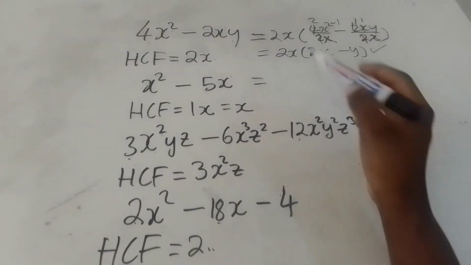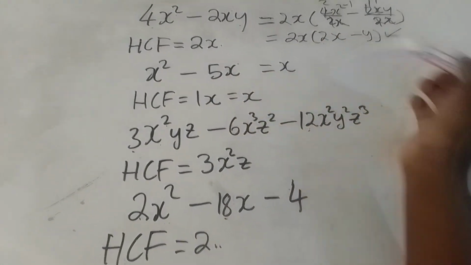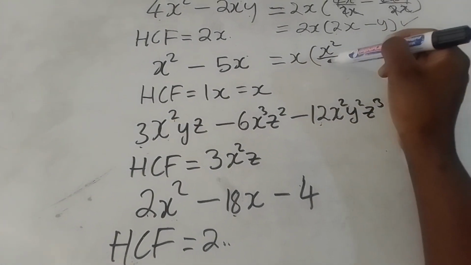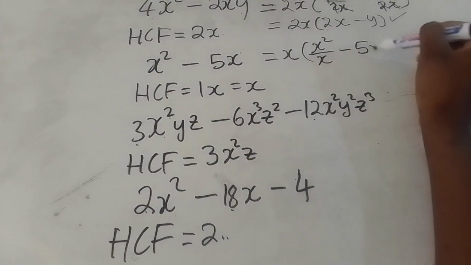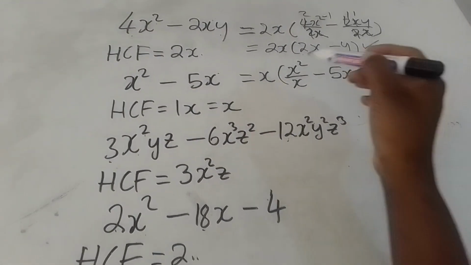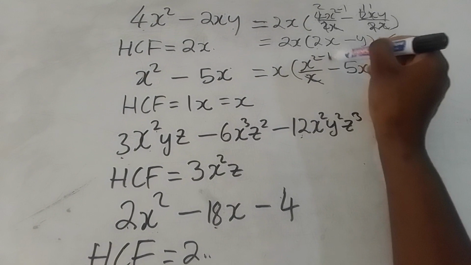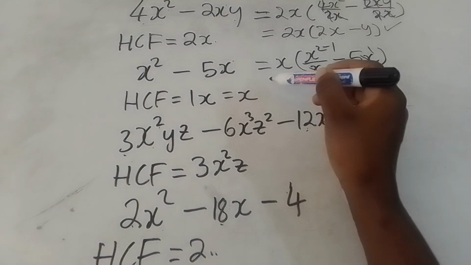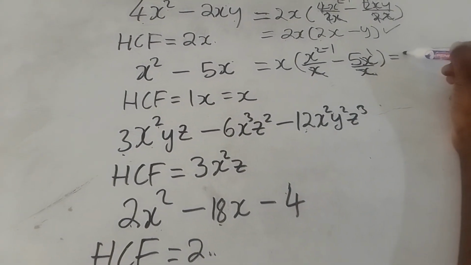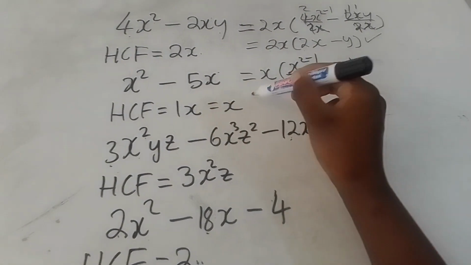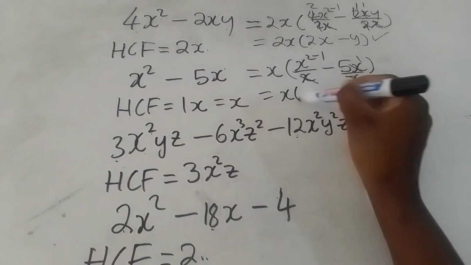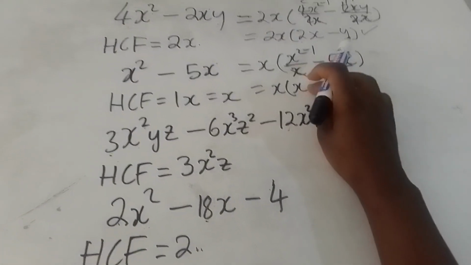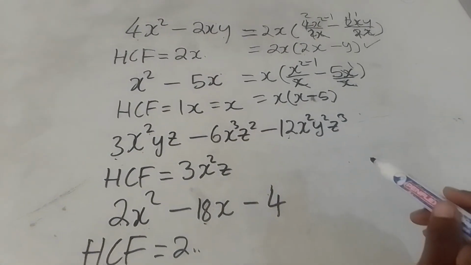Let's go to the second one. To factorize the second one, we already have the highest common factor. So you write the highest common factor, you open a bracket. Then in the bracket, you divide each term of the expression by the highest common factor that you have. The 1x here will minus the 1x there. The x here divides the x. And so your answer then becomes x into, we're left with x here, we're left with 5 there. x into x minus 5.